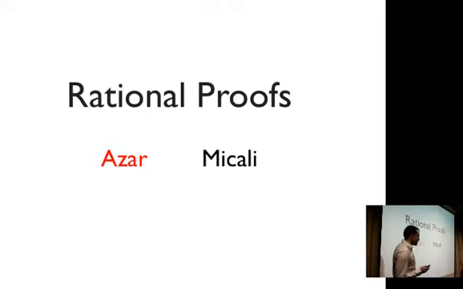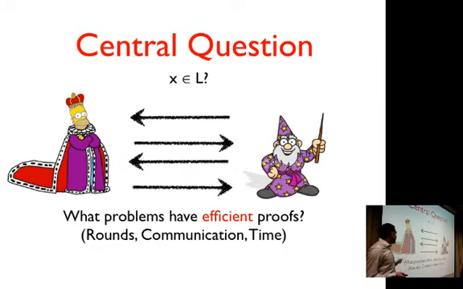Thanks, Jason. I'm glad to be here to talk about rational proofs. And rational proofs are a type of interactive proof. The central question in this field is, for which problems can an expert who has unlimited computational power convince a user who is very computationally limited that a theorem is true? And we want to know which problems have efficient proofs. By efficient, I mean that they take few rounds, that they have little communication between the expert and the user, and that they take a limited amount of time.